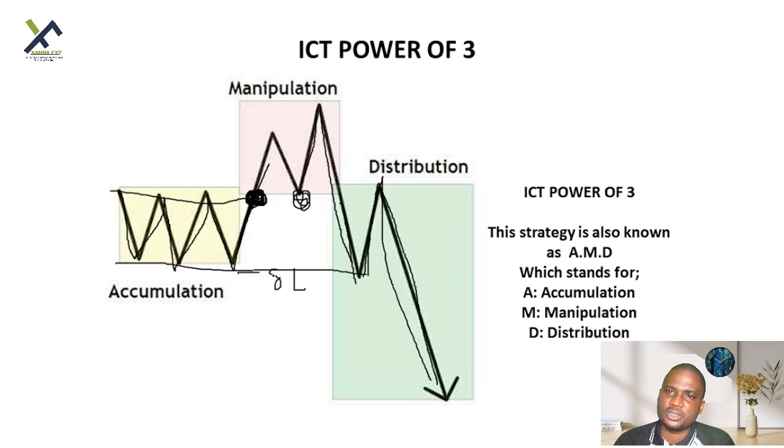One of the most frequent questions I get from my students is, now that I've spotted this manipulation, now that I've spotted my accumulation, where should my entry point be in order to maximize my distribution? There are 3 pointers that you should look out for in the market that determine your entry.